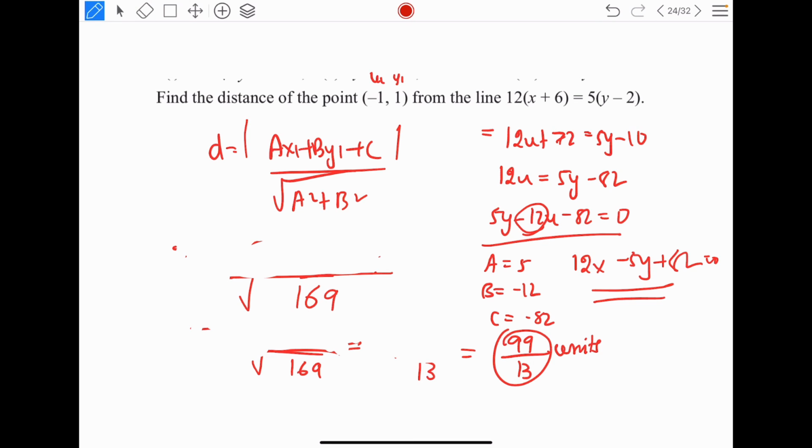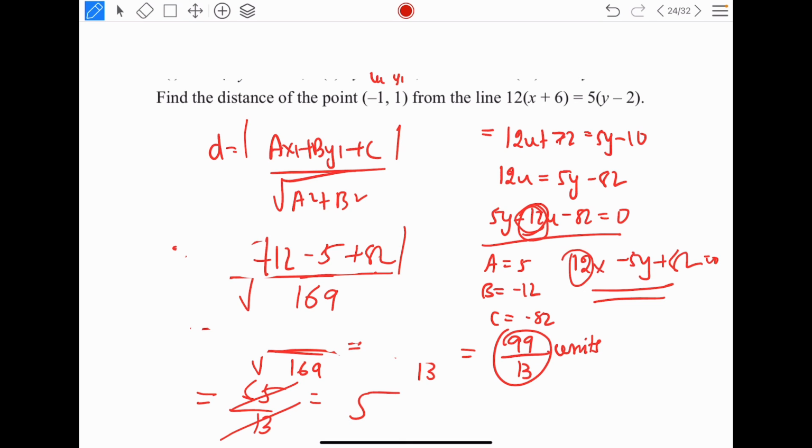Your numerator will be AX. A is your 12. So 12 into minus 1. This is going to be minus 12 plus b into y, minus 5 into 1, plus 82. So minus 12 minus 5 plus 82. 82 minus 17 is 65. So this is 65 by 13, which is 5. Okay, 5 units is your answer.